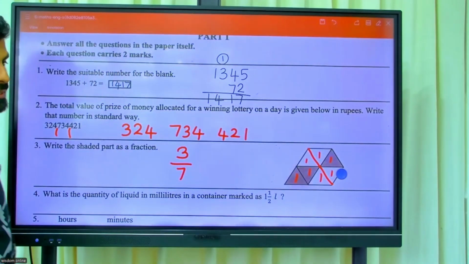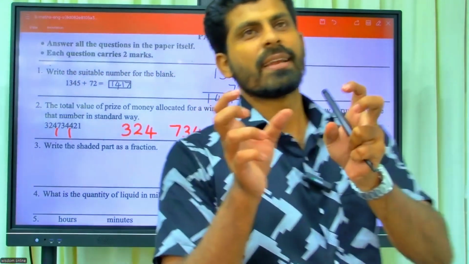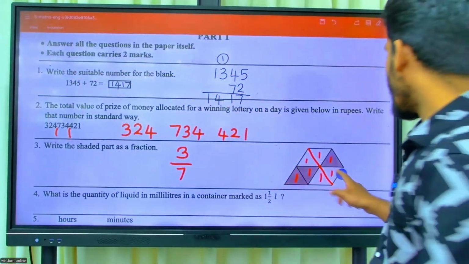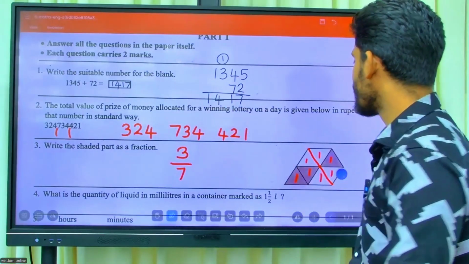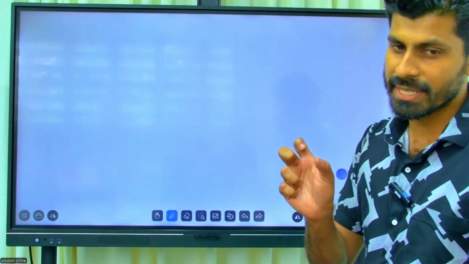Right, very good. Kids, shall we remind the lesson place value? Shall we quickly remind the lesson place value?